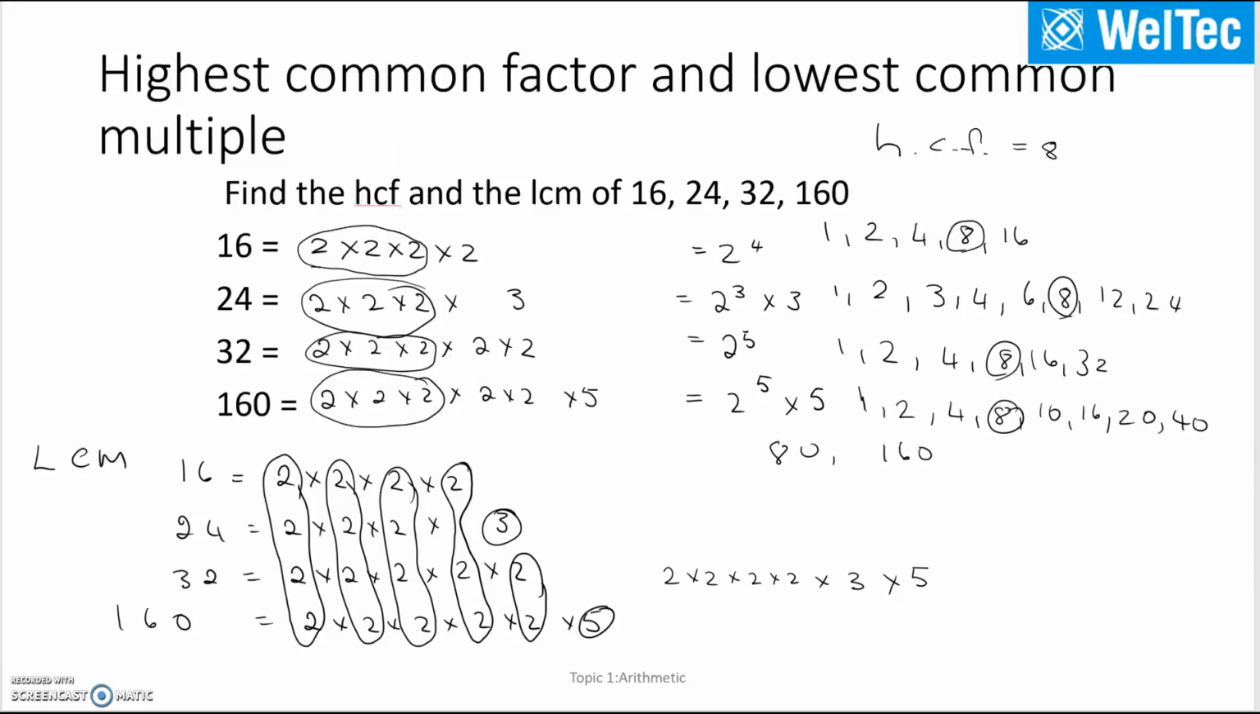Oops, I've left off a 2. 1, 2, 3, 4, 5. Like that. So what we've got here is that 480 is the smallest number that all of these numbers, so 16, 24, 32, 160, will go into.